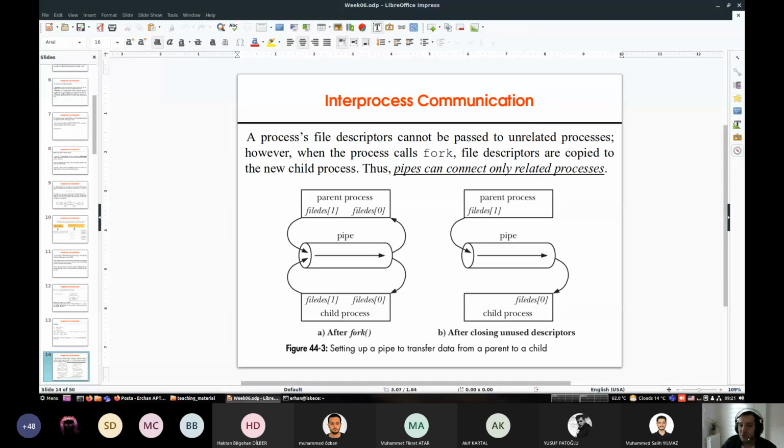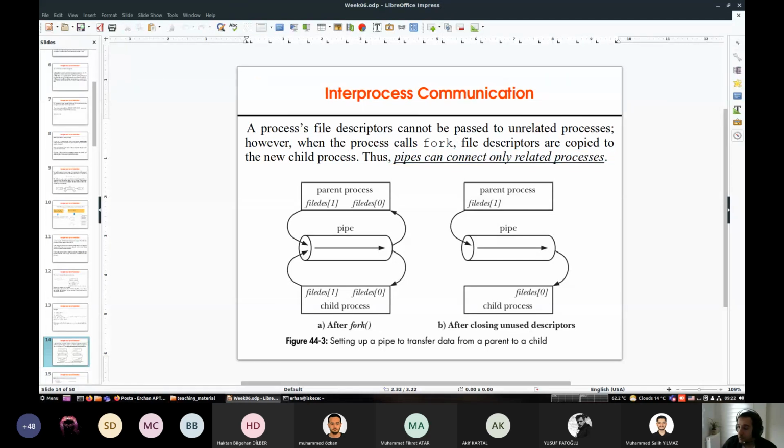A process's file descriptors, of course, cannot be passed to unrelated processes. So you cannot have a file descriptor open in one process and give it to some other process. It doesn't work that way. File descriptors can only pass from parent to child. That's the only way to give a file descriptor from one process to another. So when a process calls fork, the file descriptors that are open in the parent are, of course, copied to the new child process. And that is why pipes can only connect related processes.